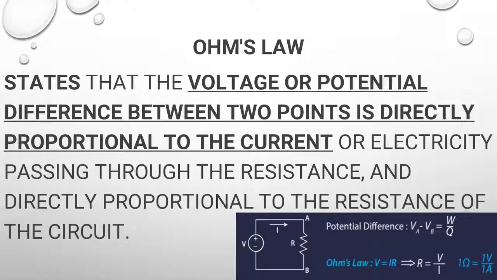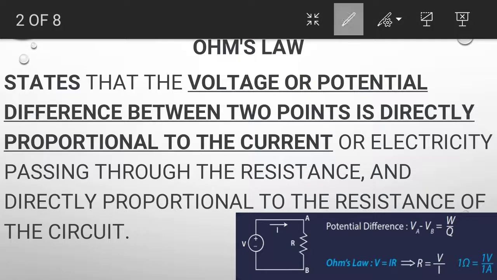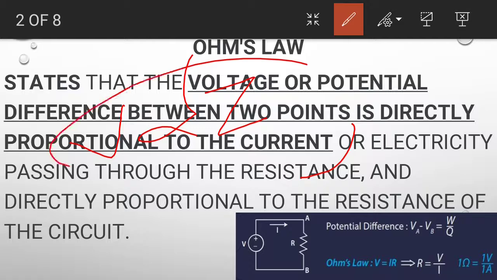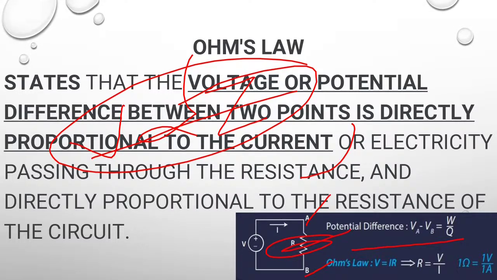Electrical engineering. Friends, Ohm's law is an important law that plays an important role in calculating or determining unknown parameters like resistance, impedance, current, voltage, etc. The statement of Ohm's law is that the voltage or potential difference between two points is directly proportional to the current. The voltage is directly proportional to the current, and this is the important part of Ohm's law. Like the potential difference between point A and B is equal to the voltage across resistance R.